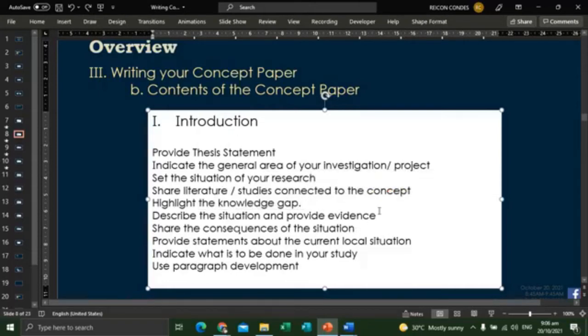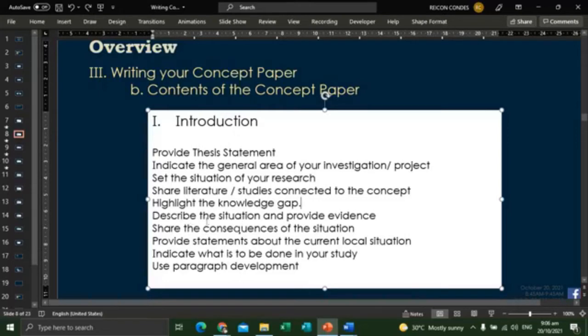Ano ba yung knowledge gap? So, pag sinabi nating knowledge gap, ito pa yung hindi alam. Ito yung wala pang natutukoy na sagot. There are some learners na may proposal pero alam na yung sagot. So, there's no knowledge gap anymore. So, para saan pa? Babalik tayo dun sa purpose na para saan yung ginagawa nating concept paper.